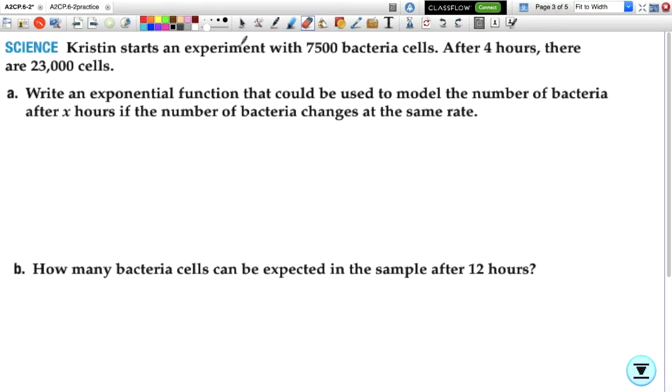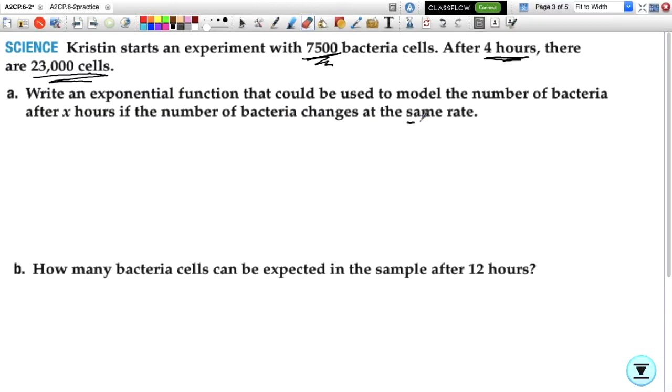So Kristen starts an experiment, and there's 7,500 bacteria cells at the beginning. After 4 hours, there are 23,000 cells. So that more than doubled, maybe it tripled, I don't know, but it did a lot, right? It went up. So there's definitely some growth that happened in those 4 hours. So you're asked to write an exponential function that could be used to model the number of bacteria after X hours if the number of bacteria changes at the same rate.